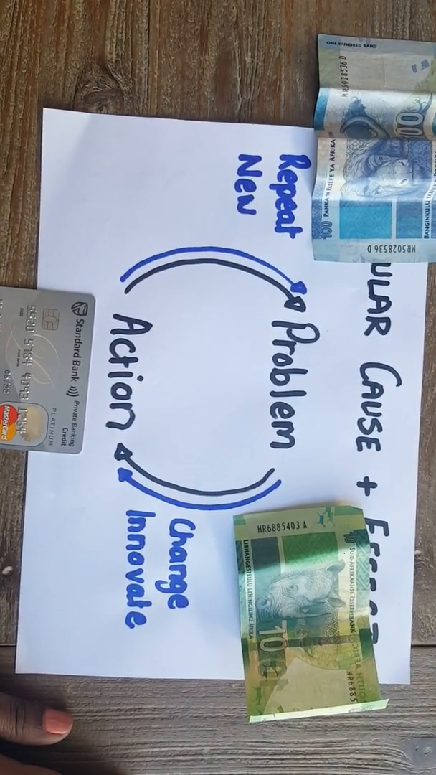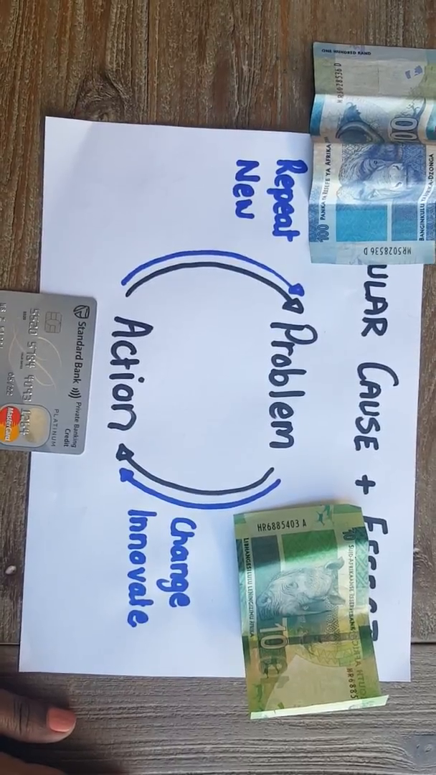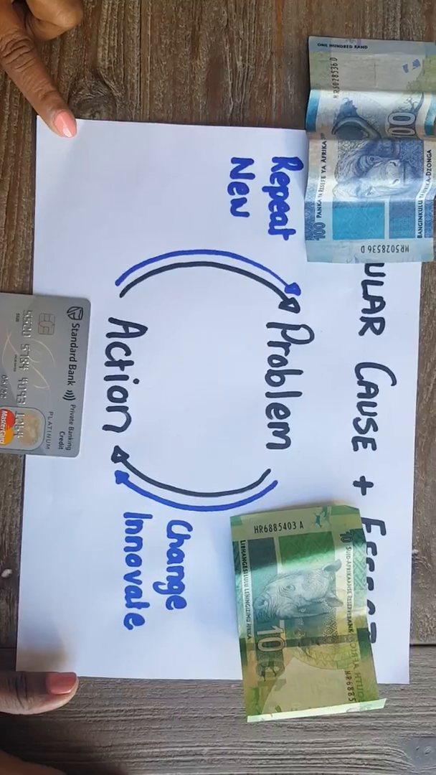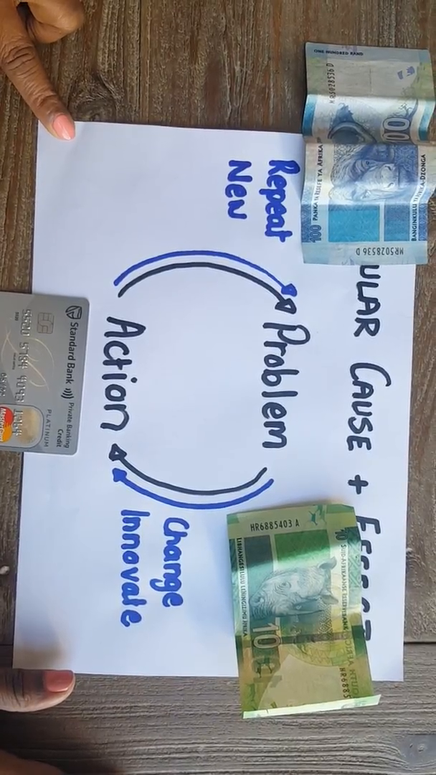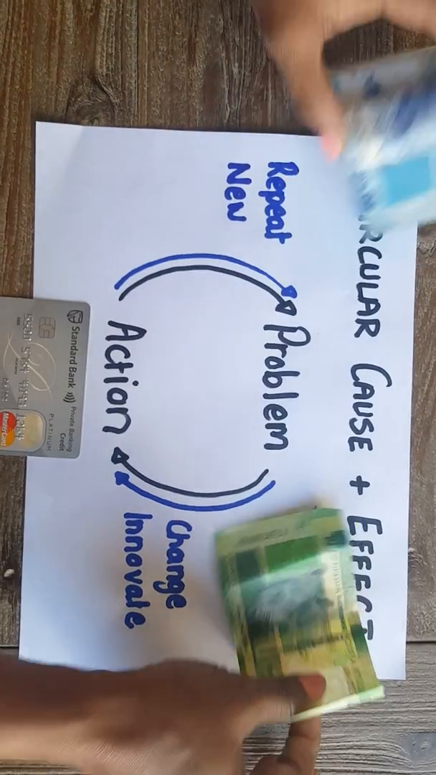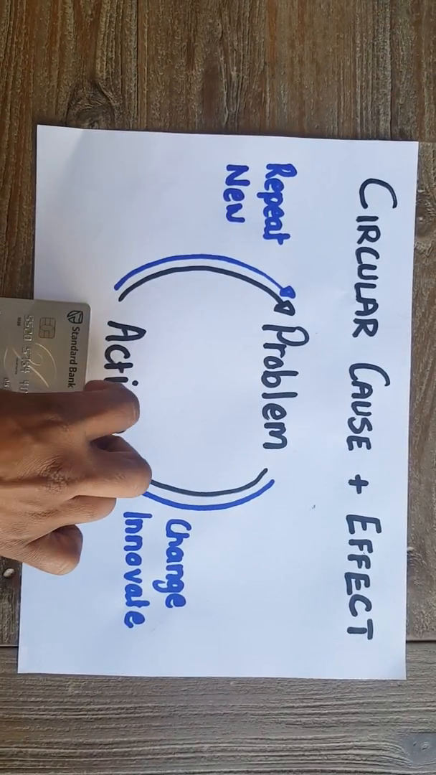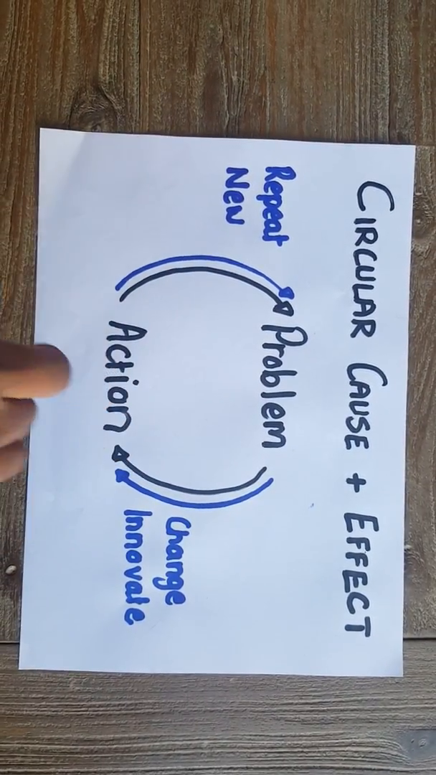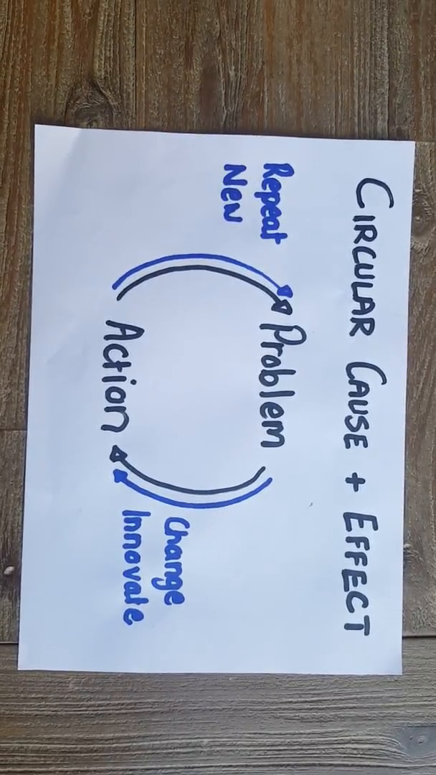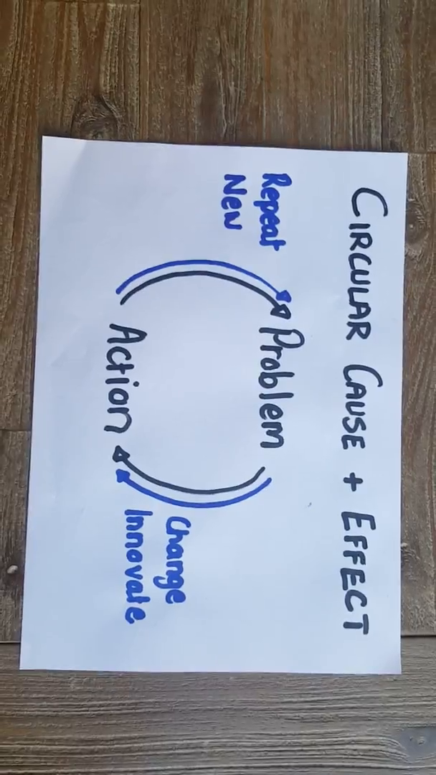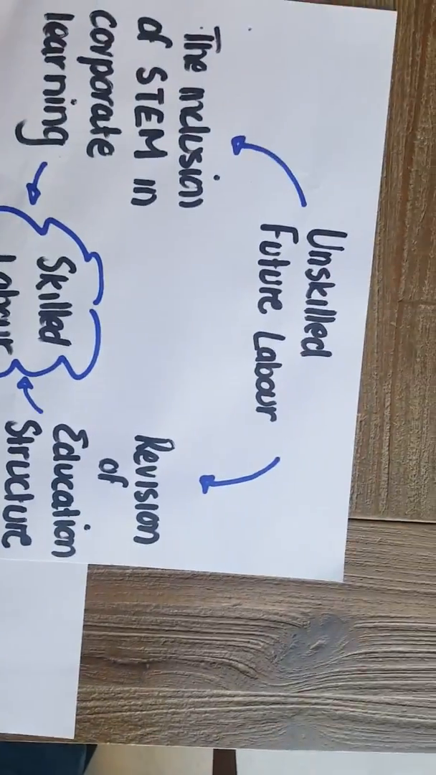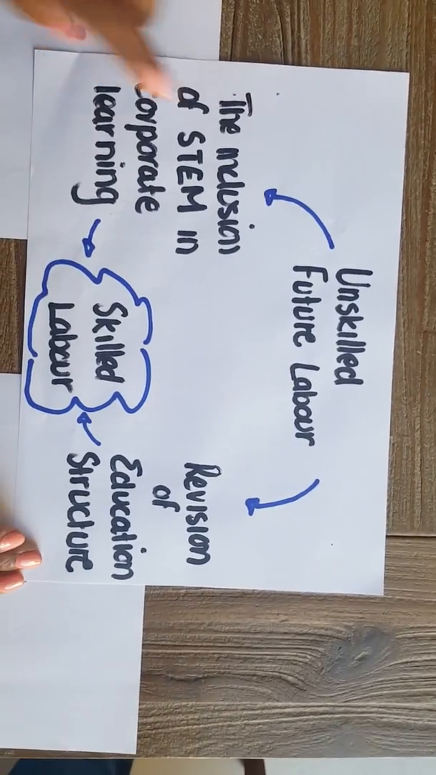So, in essence, what the causal loop diagram forces us to say is how do we now solve more permanently the problem we have. I'm now going to talk through how my topic was used in conjunction to the causal loop diagram. How I've termed it is I've termed that the problem we are facing is unskilled future labor.